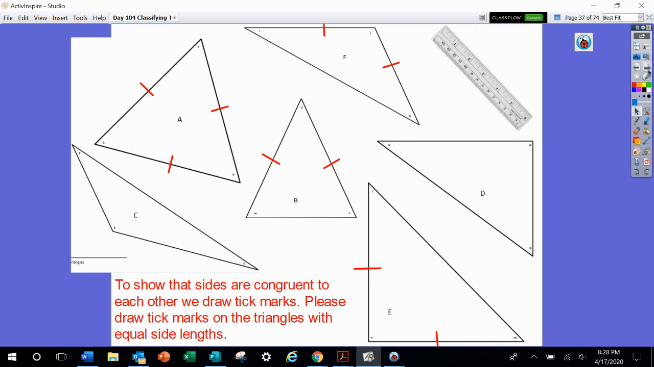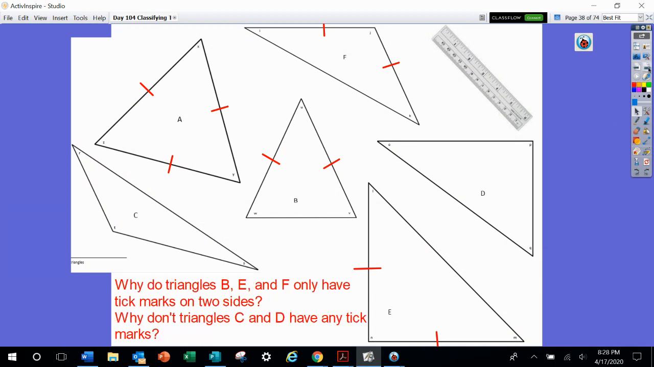Okay? Alrighty. So, why do triangles B, E, and F only have tick marks on 2 of the sides?